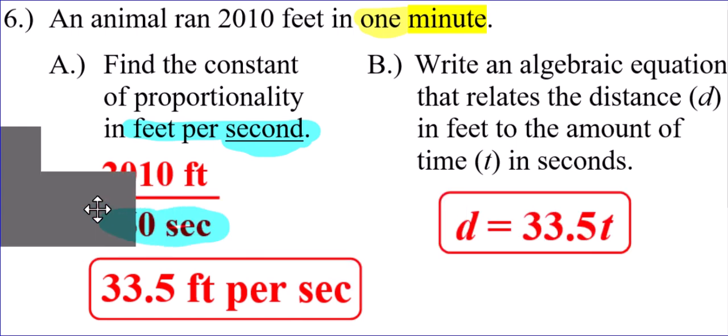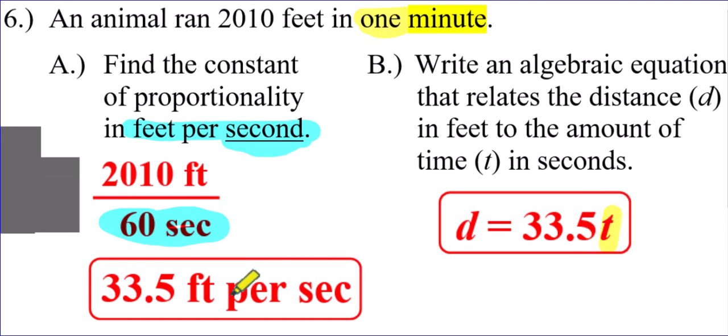Part B, you better have the time in seconds as your variable to the right of the 33.5. Why? Because it's per second. So the time in seconds is next to the, you know, the per. That's what it's multiplied to. That's why it's next to the 33.5. Distance in D goes on the right.